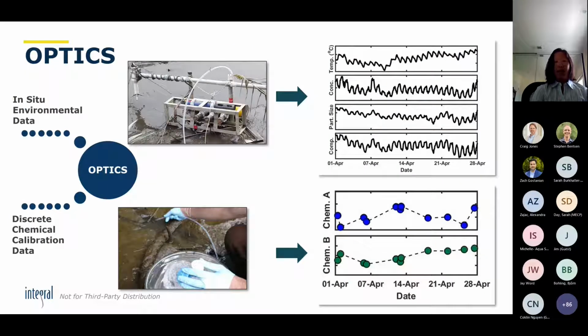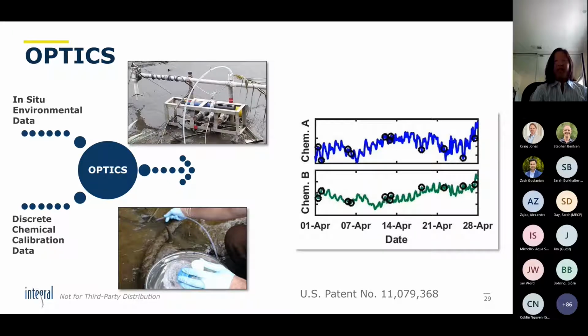So what is optics and how does it work? Well, optics involves the collection of 2 different data sets, one being high-resolution in situ environmental data, as illustrated in the upper right picture, and the other being periodic co-located traditional discrete sample data, as shown in the lower right. These 2 data sets are integrated with a multi-parameter statistical regression model, and the results are robust correlations between the in situ measurements and the discrete samples of chemical concentrations. So once the model is calibrated, we can obtain continuous time series of chemical concentrations from the high-resolution data.